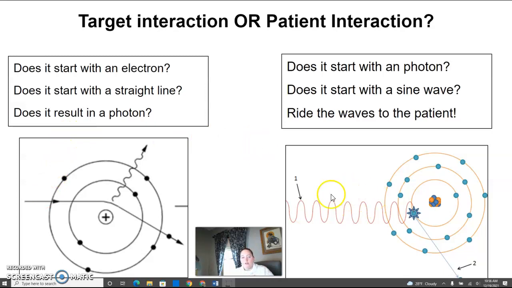On this picture on the right, is it coming in as a straight line or a wave? Well, here's Paula Photon. She's riding the waves. She's going towards the patient. I know this interaction is not a tube interaction because it's starting as a photon. So it's either going to be Compton scatter or it's going to be photoelectric. All right, and we'll go over those.